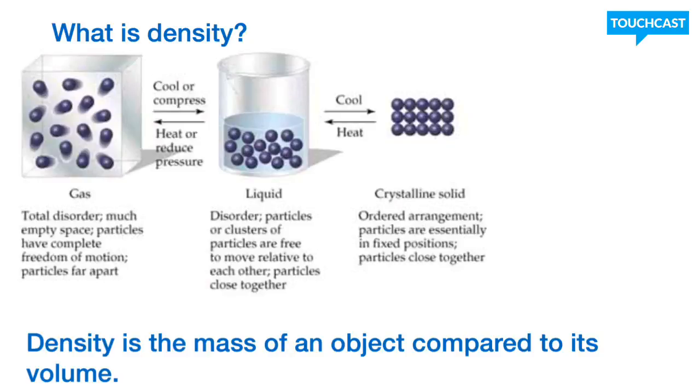Now if you look there, the object in the middle has the same exact mass as the object on the right, but the particles are spread out a little bit more. It has a larger volume. That's going to make the object have a smaller density. And if you look to the object on the left, or the gas, it'll have the lowest density because the mass is spread out over a very large volume.